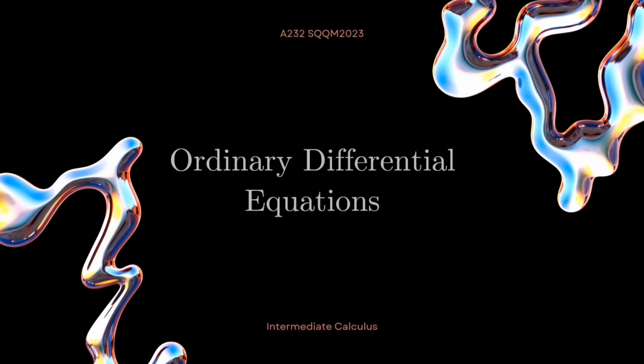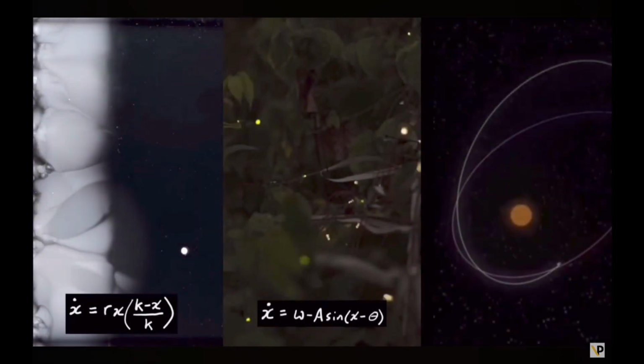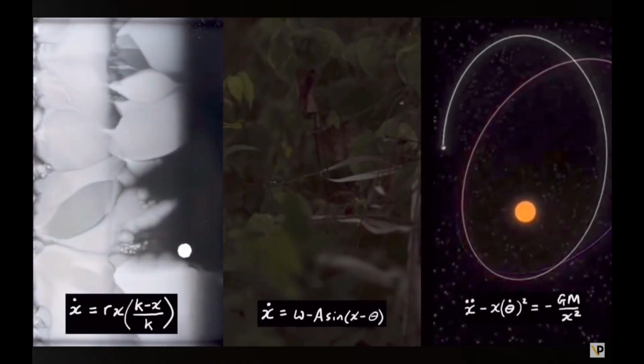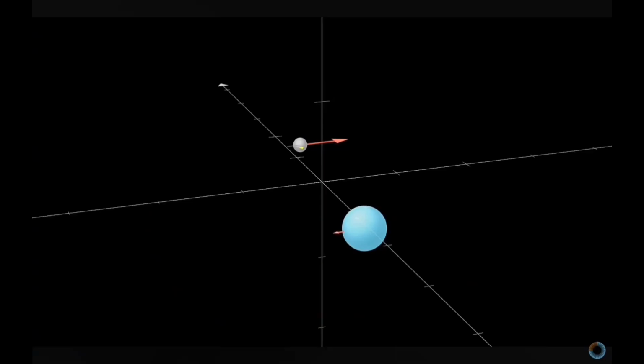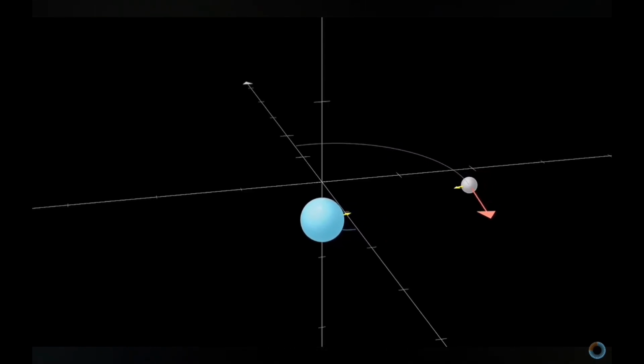Today we're going to be talking about ordinary differential equations. Differential equations are everywhere. They're used to model anything from the growth of bacteria in a test tube to the nature of flashing fireflies to the orbits of planets around the sun. To begin, it's important for us to learn and understand what a differential equation means.